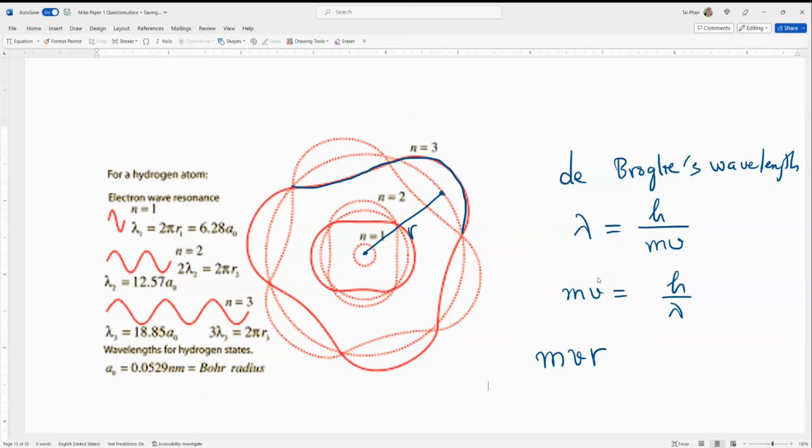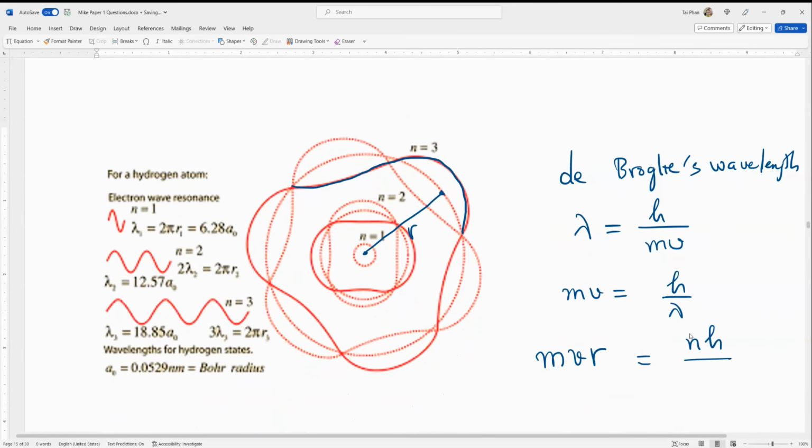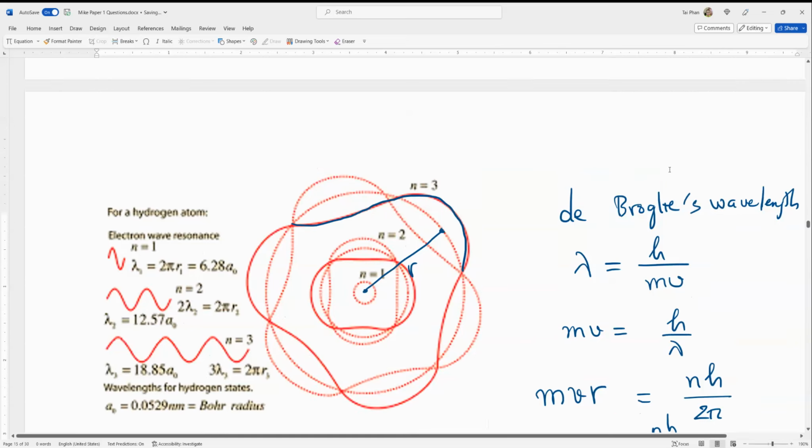This thing, mvr, is the angular momentum, and it is equal to n times the Planck constant. Sorry, n here is an integer: 1, 2, 3, 4, 5. For example, when n is 2, that is the second state, divided by 2 pi. Okay, so dividing by r, we have mv equal to nh over 2 pi r. 2 pi r here is the length of the orbit, the circle.